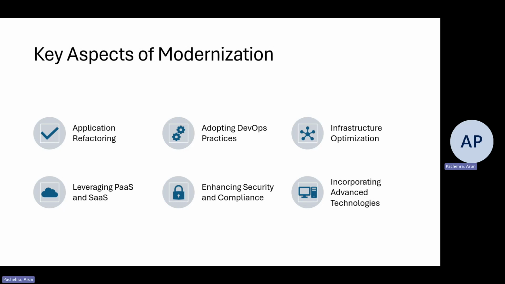Now, adopting DevOps practices. Well, implementing DevOps methodologies to streamline development, testing, and deployment processes. This includes continuous integration and continuous deployment, automated testing and infrastructure as code, enhancing operational efficiency and reducing time to market. Well, you must be wondering, it's fine, DevOps are doing all these things, but DevOps were always doing these things. Why, because of cloud, suddenly it becomes so important?